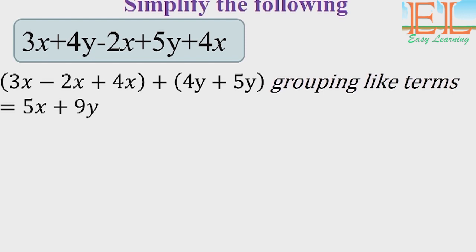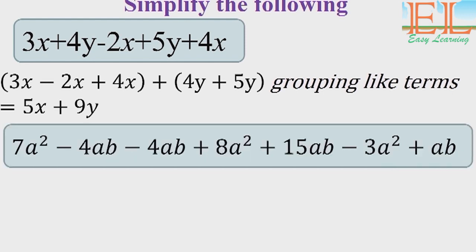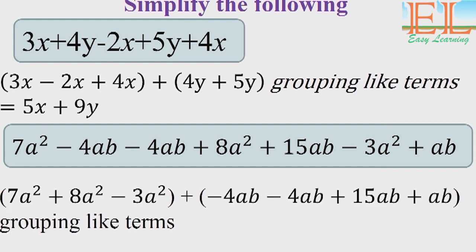Let's take yet another example. 7a squared minus 4ab minus 4ab plus 8a squared plus 15ab minus 3a squared plus ab. Now here again you see like terms. 7a squared, 8a squared, and negative 3a squared are like terms. So we group them.